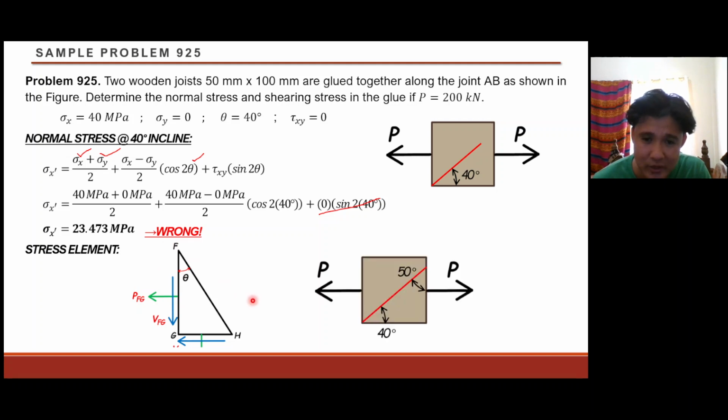Okay? That is why, dito sa stress element natin, ang theta dapat na gagamitin natin ay hindi 40 degrees, kundi 50 degrees. Yung nasa tuktok ng ating triangle. So, parang naka-mirror lang siya dyan. Diba? So, kaya yung theta dapat natin, hindi siya 40 degrees. It should be 50 degrees. Okay? So, paano naging 50 degrees? Basic geometry na lang yan. Dapat alam niyo na yan. Okay? So, dapat yung theta natin 50 degrees.